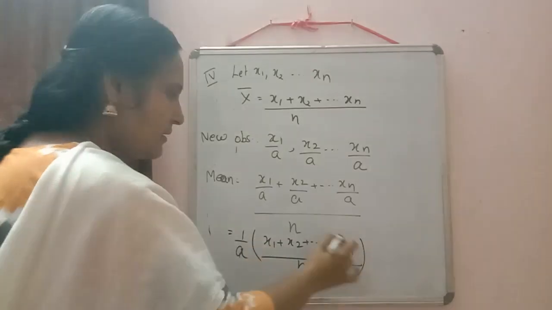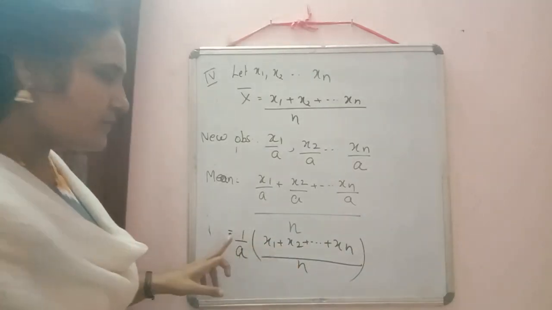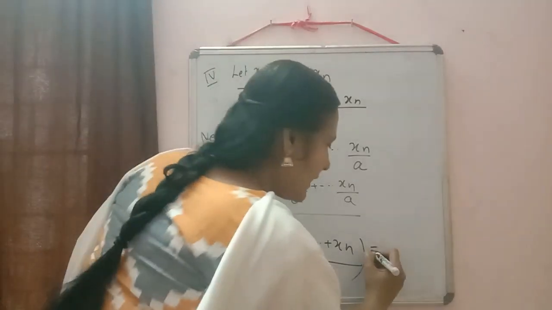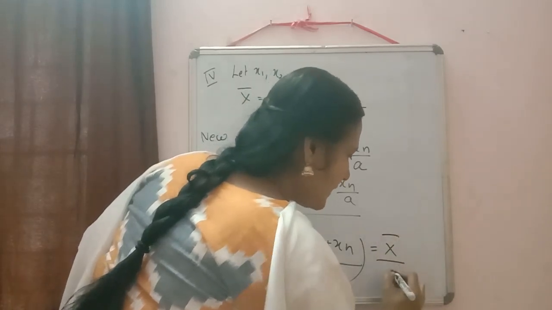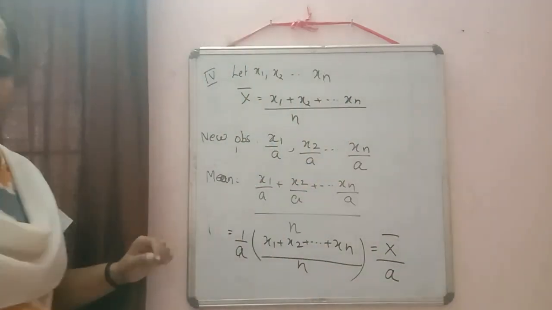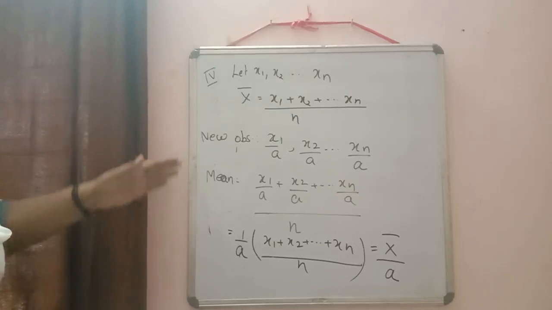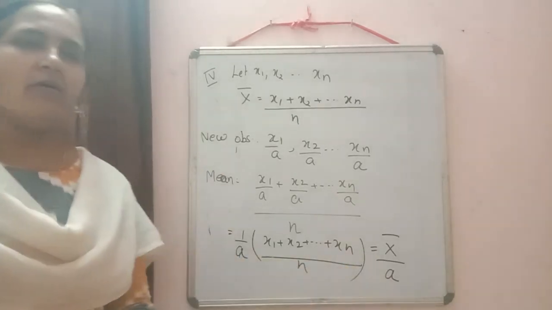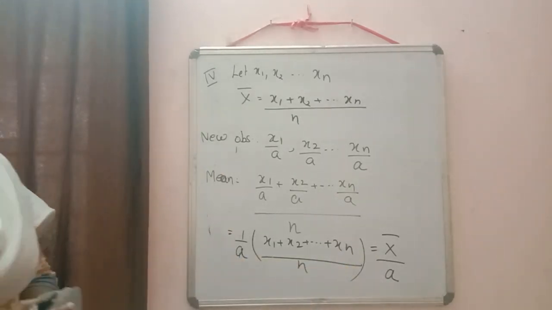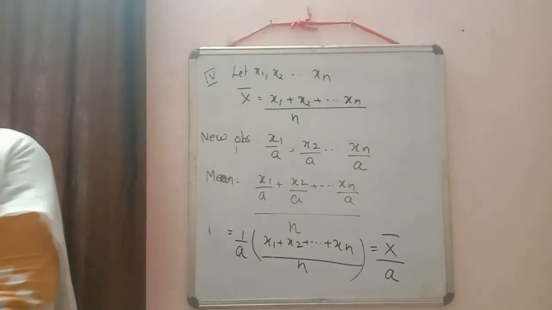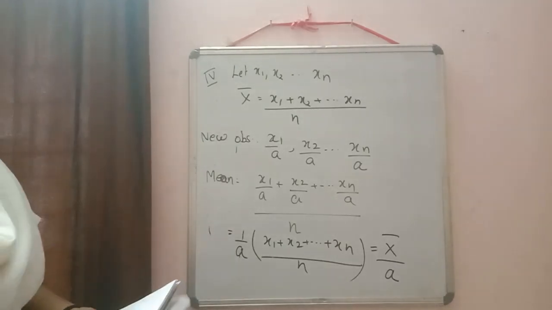And what is this one? This one is x bar. So 1 by a into x bar. So that will be equal to x bar divided by a. So if each observation is divided by a, the mean also will get divided by a. So I hope this concept is clear to you. Okay.